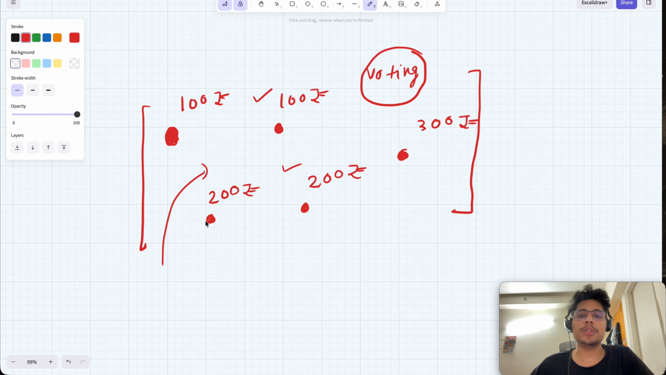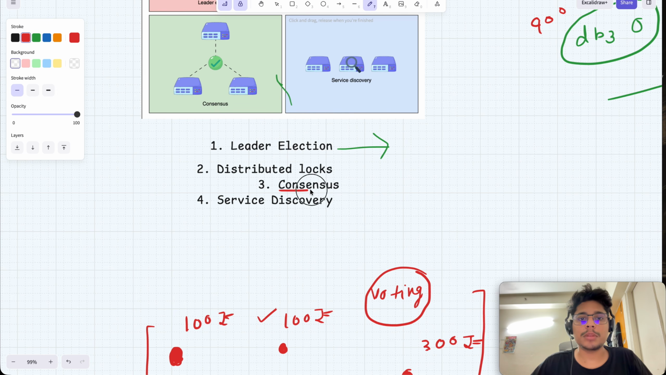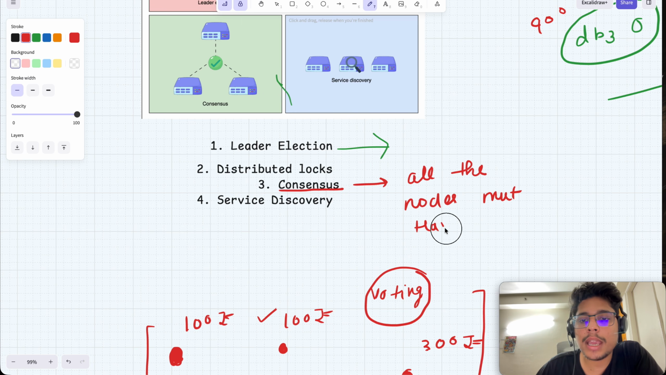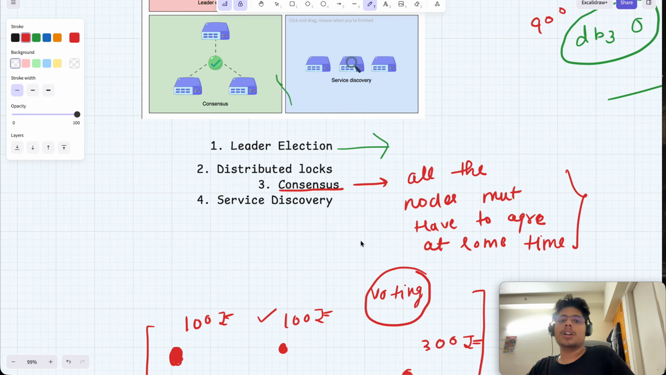So what we have to do, we have a consensus algorithm. What it says is, all the nodes must agree at some time. So this is called consensus.